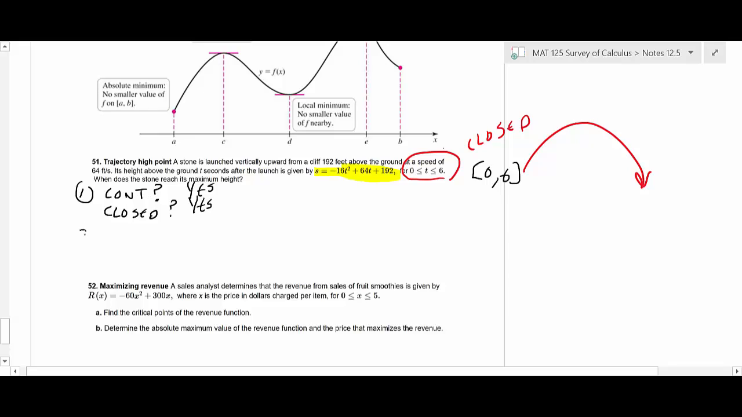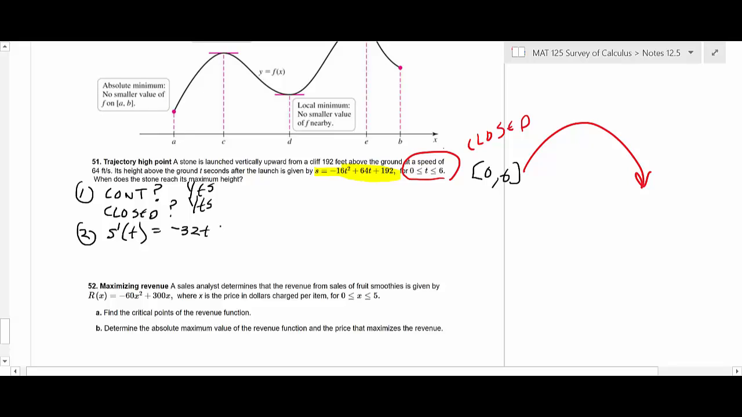Next thing is find critical numbers. So what do you need to do? First derivative, set equal to 0. Good, okay? So the first derivative would be s prime of t. S is representing the height of the object. That's an easy derivative. What's the derivative?